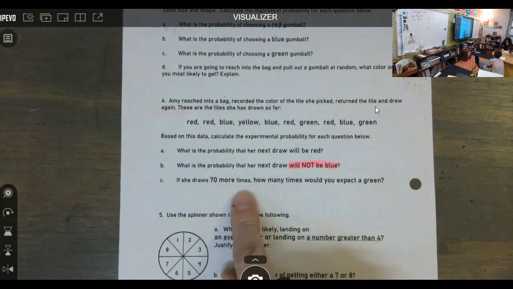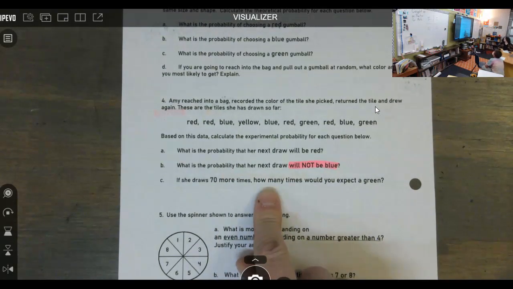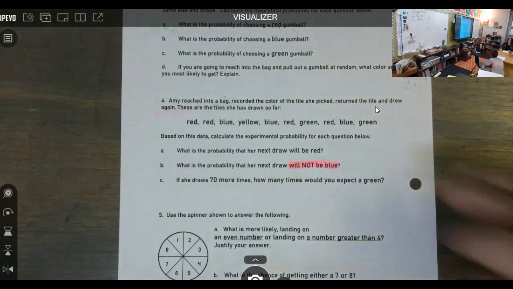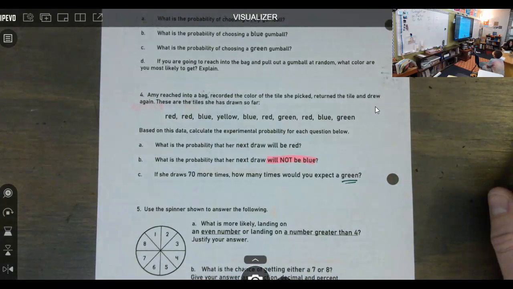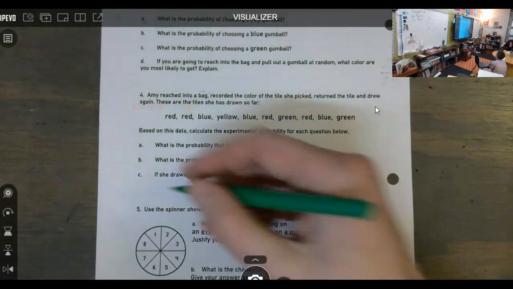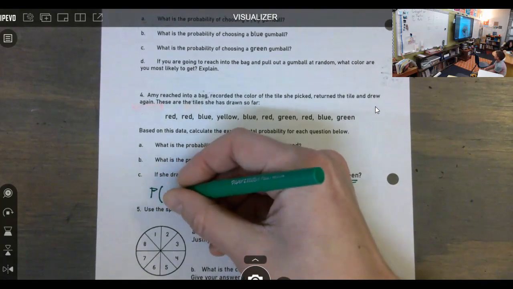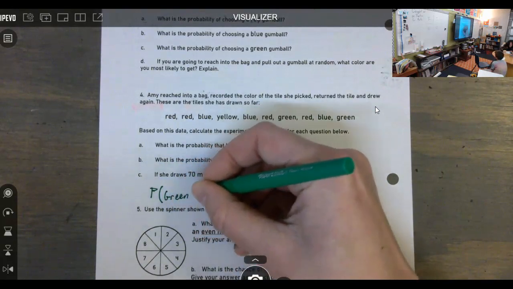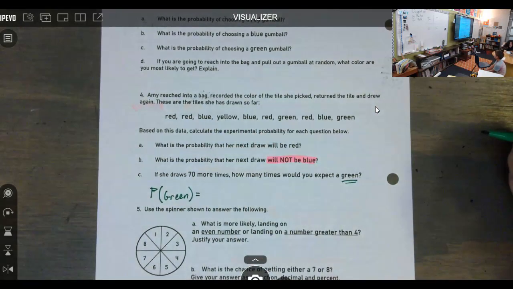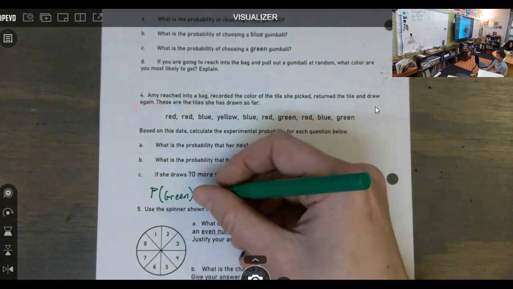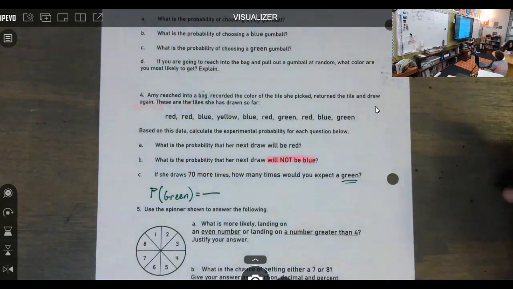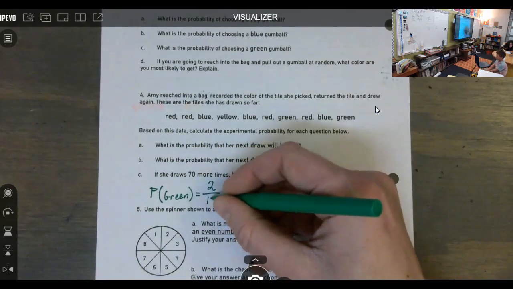Part C, this was the most missed part. How many green are in this bag right now? What is our probability of green as it sits right now? Look on your own paper. Don't wait for someone to tell you. Two is not a probability. Two can be how many green there are. What's the probability? Two out of 10, because our total is 10.